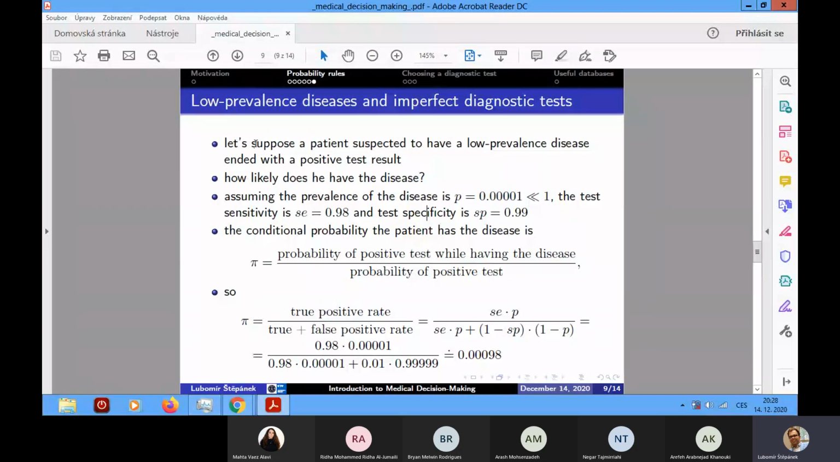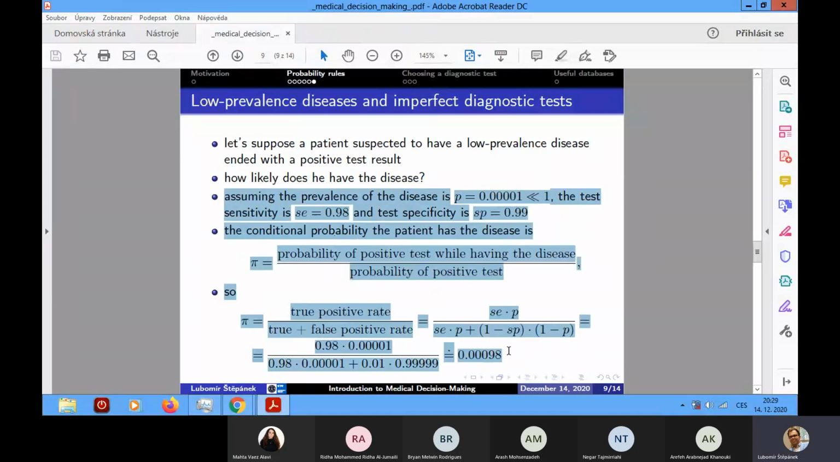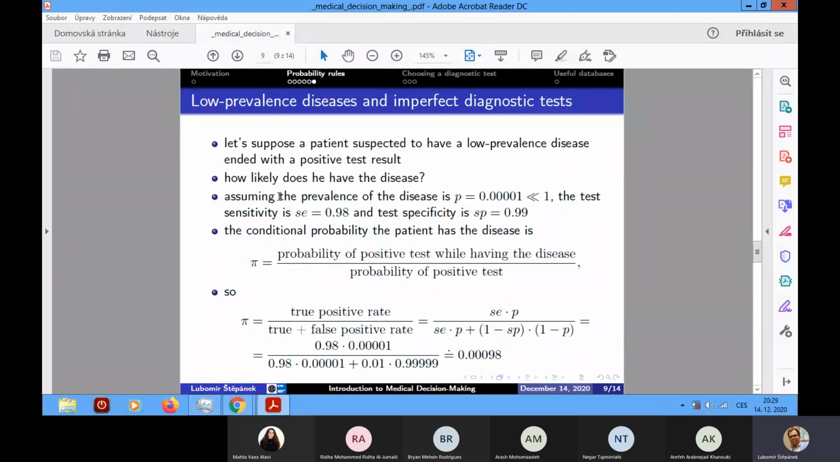Okay, so supposing we have a patient with a low prevalence disease, and the patient got a positive test result. So the question is, if we have a patient with a positive test result, what is the true probability that the patient, in fact, has the disease? In other words, how likely is it that the patient has the disease?